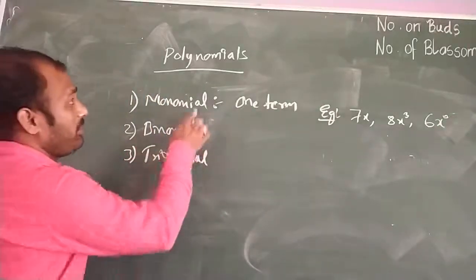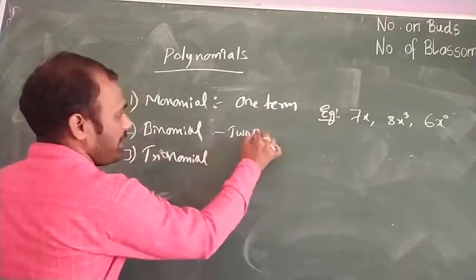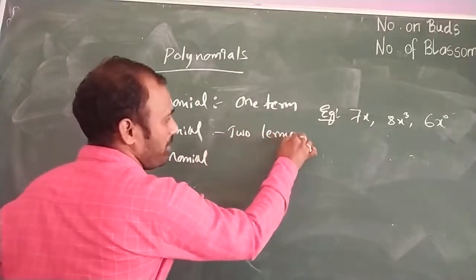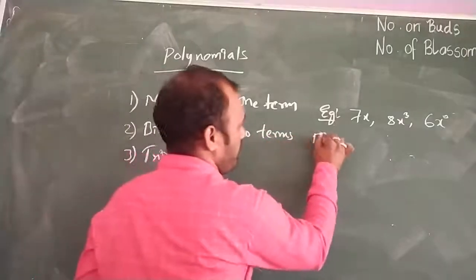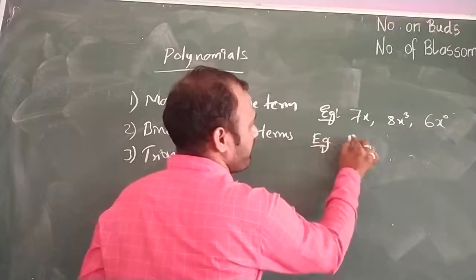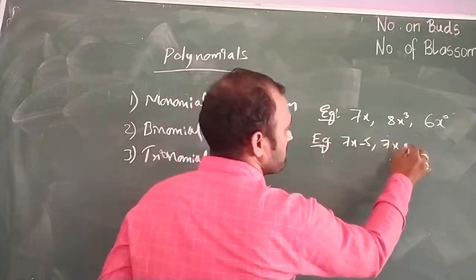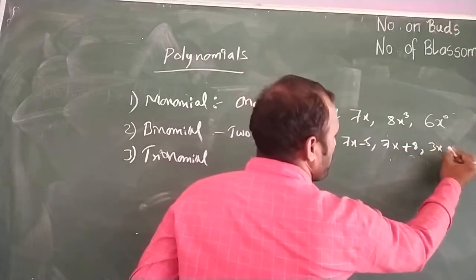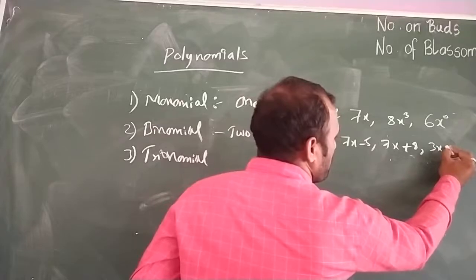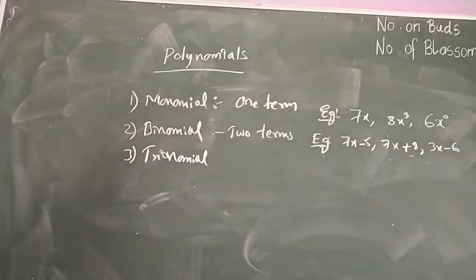Binomial consists of two terms, which means a polynomial in which there are two terms, I can call that polynomial a binomial. So for example, we need minimum two terms here, that is 7x minus 5, 7x plus 8, 3x minus 6. We can take any of the variables, no issues about it.